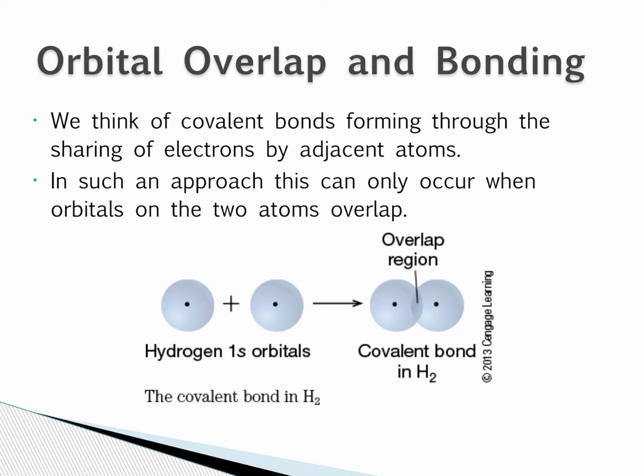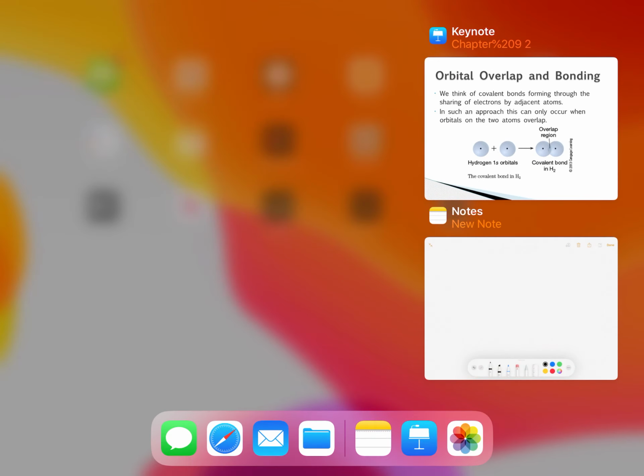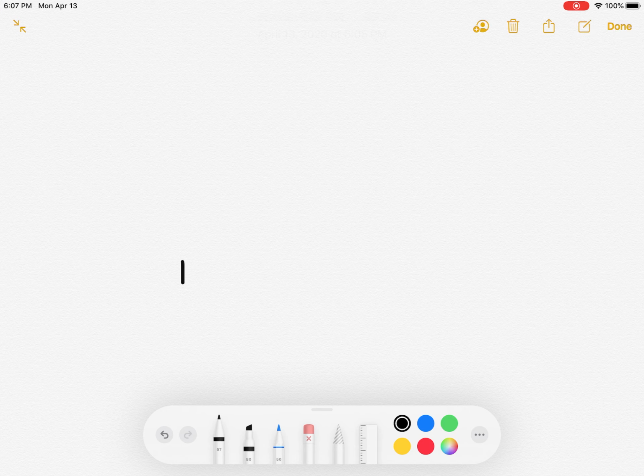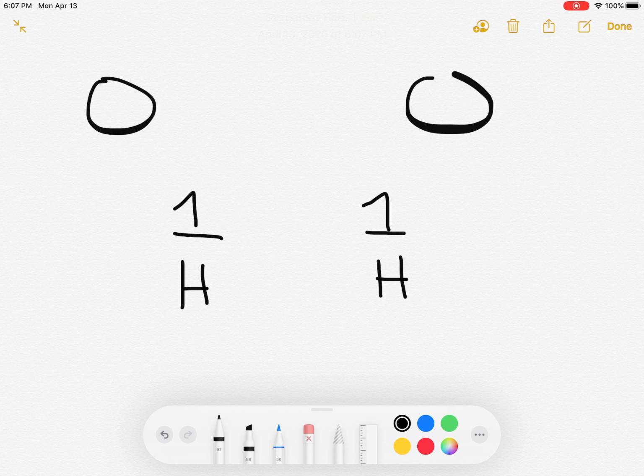So here's an example. We have two hydrogen atoms, and we know for hydrogen they both have a half-filled orbital. So just to draw that here, here's one hydrogen, here's the other. They both have one valence electron in the 1s orbital. So they're both half-filled, and you have to have a half-filled orbital in order to make a bond. So they have the s orbitals, and here's the s, and they both have one electron.